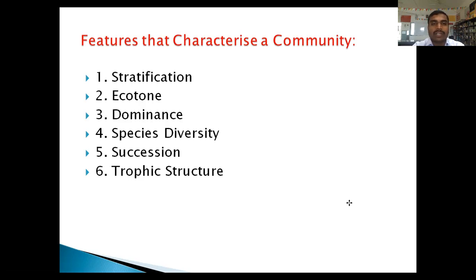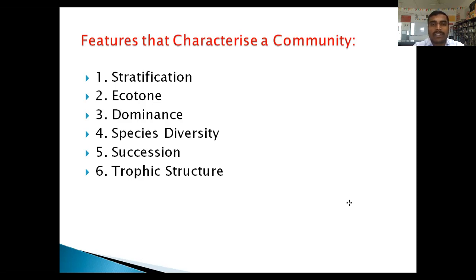Then the third feature is dominance. In every community, all the species are not equally important. There are relatively only a few species which determine the nature of the community. These few species exert a major controlling influence on the community, and such species are called dominant species.